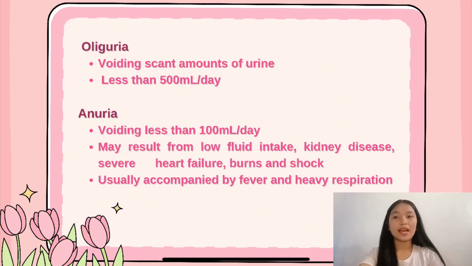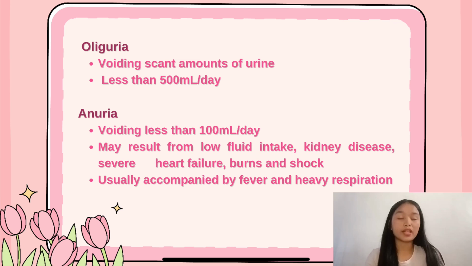So, last is anuria. Anuria is the complete absence of urine production or excretion, typically defined as a urine output of less than 100 ml a day, and can be a sign of serious underlying medical conditions. Anuria is the medical term for the condition where a person's kidneys are not producing enough urine or are not able to excrete it.